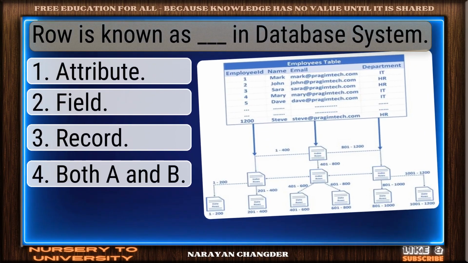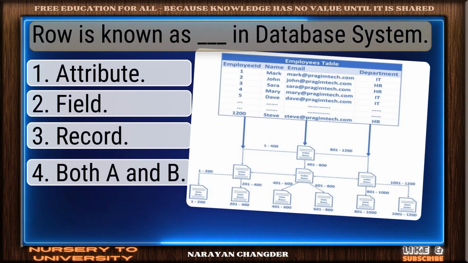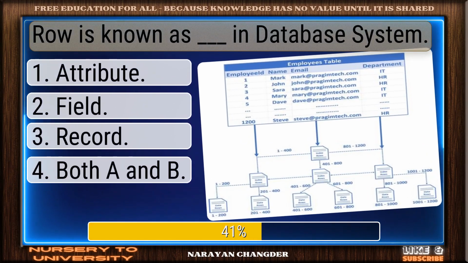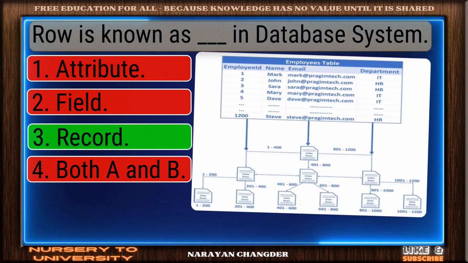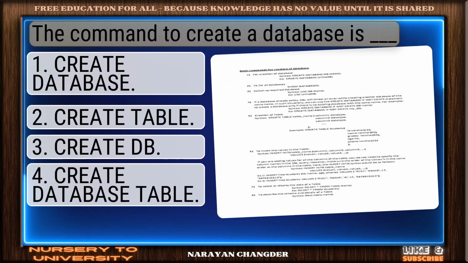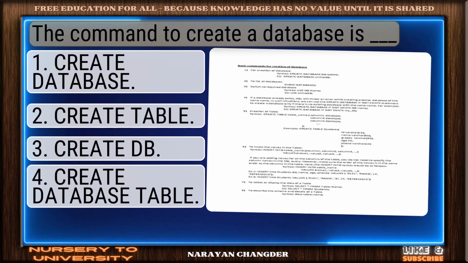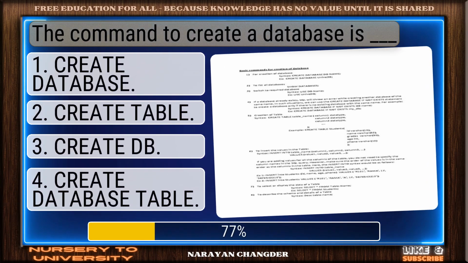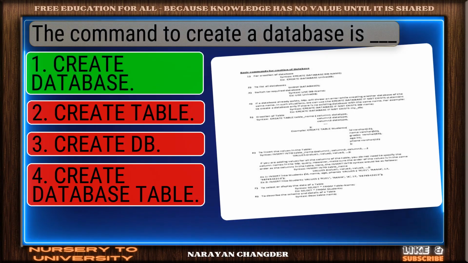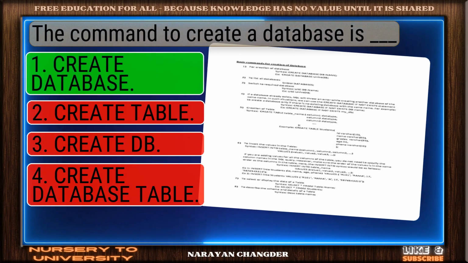Question number 32. Row is known as dash in database system. Good job. Your answer, record, works well here. Question number 33. The command to create a database is dash. Sharp thinking. Create database is the right choice.